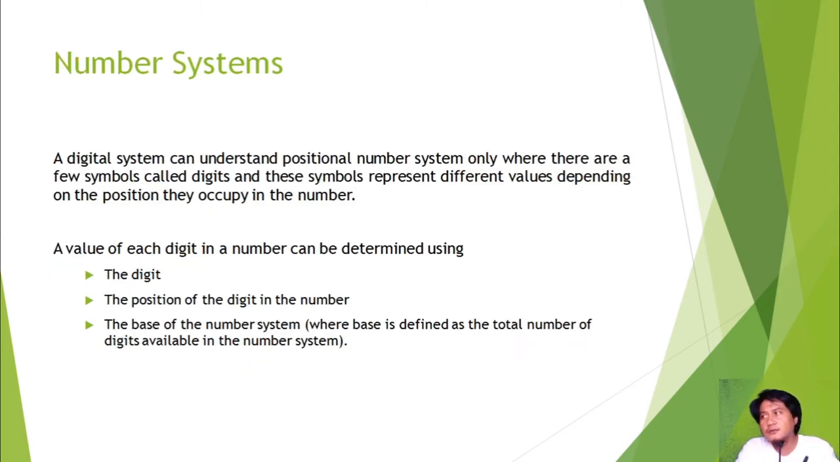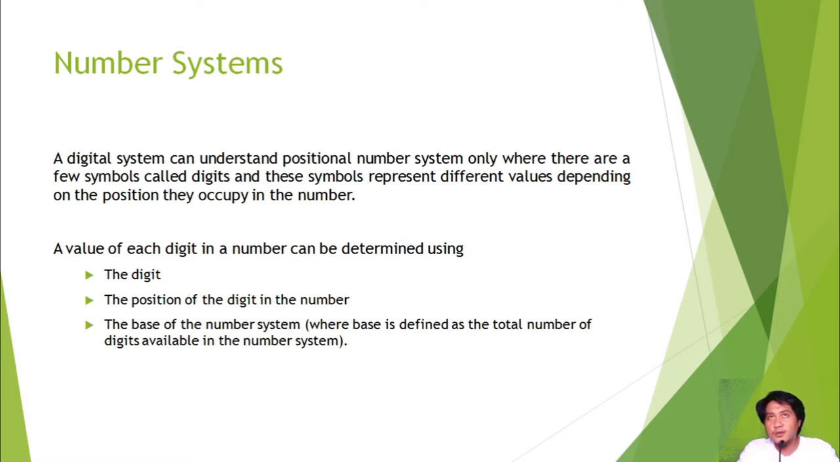So first in hand, our topic is about number systems. A digital system can understand positional number systems only, where there are a few symbols called digits, and the symbols represent different values depending on the position they occupy in the number. The value of each digit in a number can be determined using the digit, the position of the digit in the number, and the base of the number system, where base is defined as the total number of digits available in the number system.